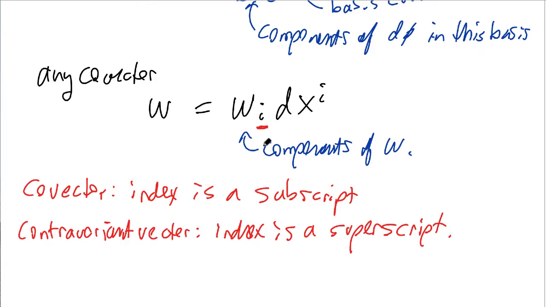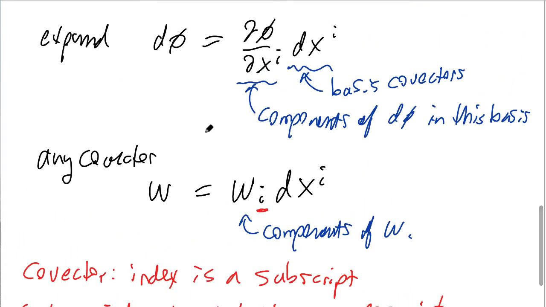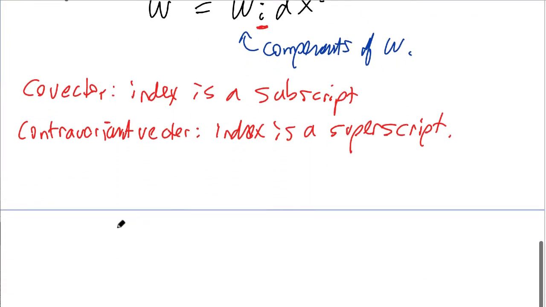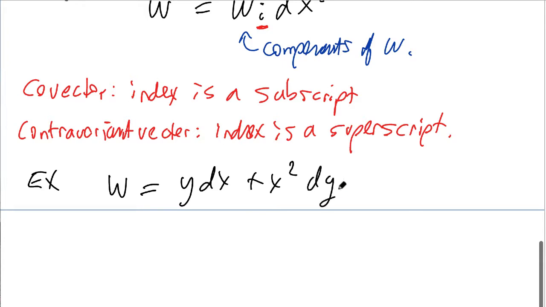All right, now one thing I really should point out here is that this is a general covector. Whenever we have the differential of a function, that's a particular type of covector, and not every covector can be written as the differential of a function. So for example, let's take the covector y dx plus x squared dy. Can this be written as d phi?